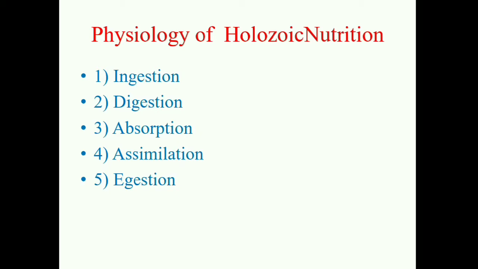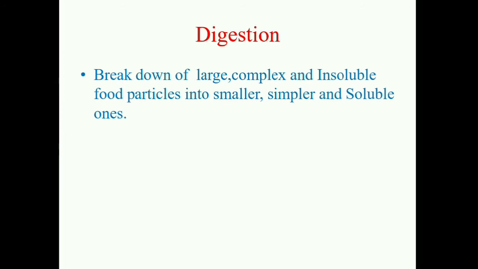Absorption is the activity by which digested food enters our blood and lymph. Utilization of food by cells and tissues, we call it assimilation. And the removal of undigestible remains is egestion. So, digestion is the activity which involves breakdown of food. Large, complex and insoluble food particles are changed into smaller, simpler and soluble ones by the process of digestion.